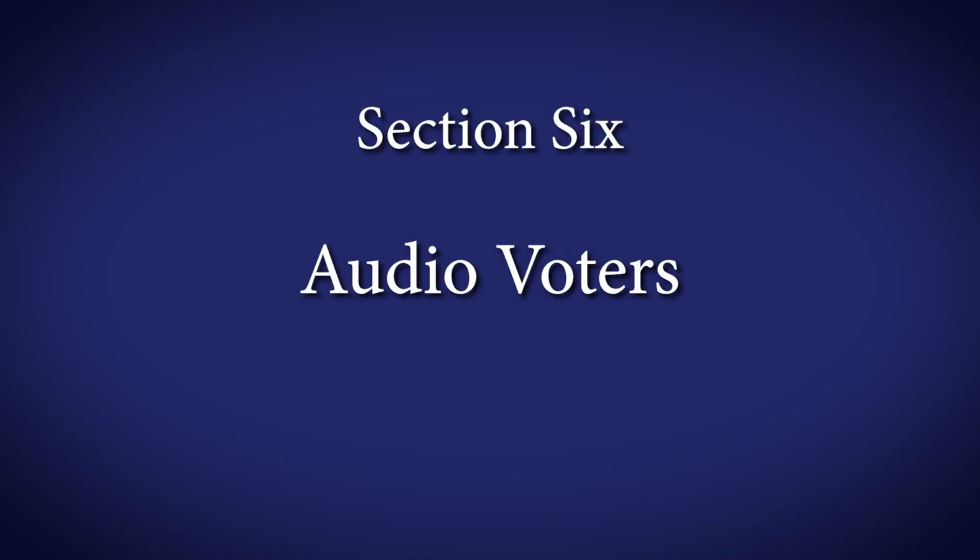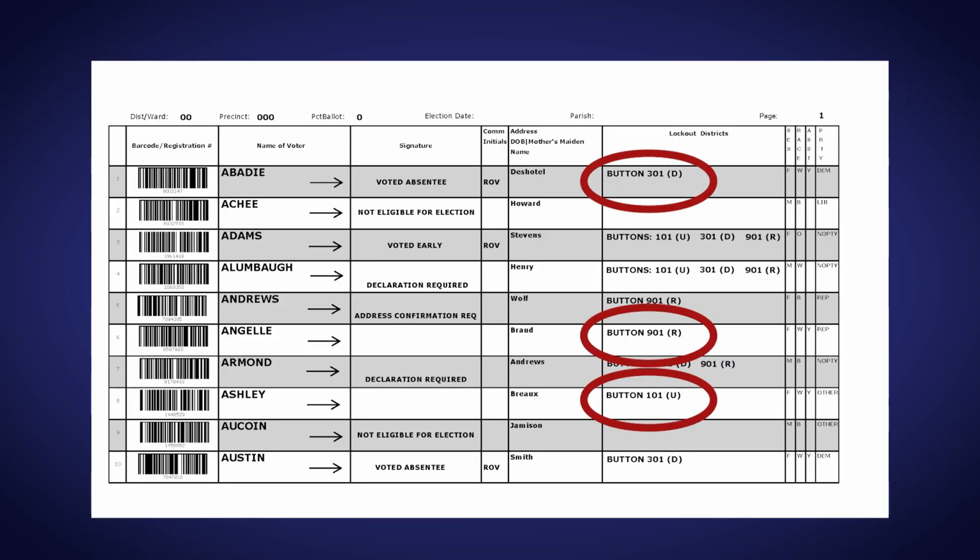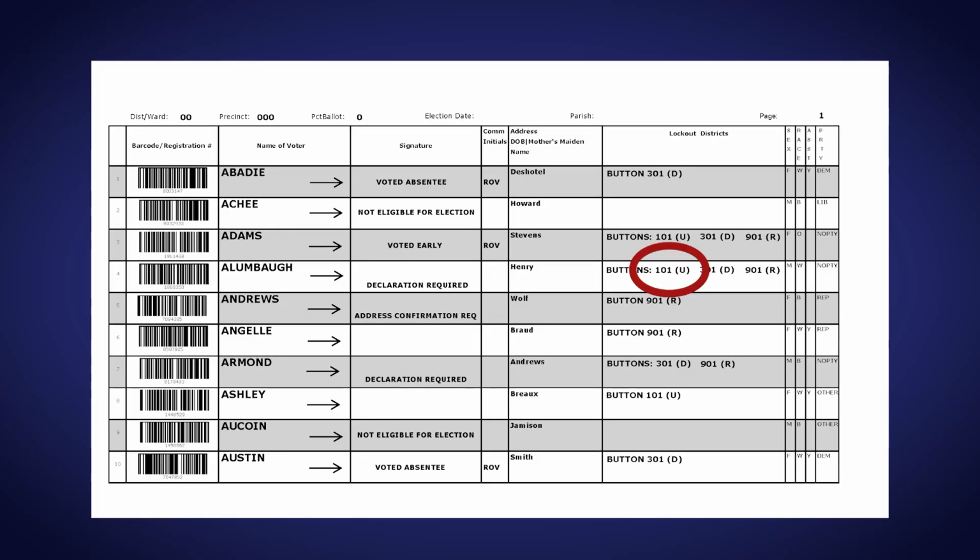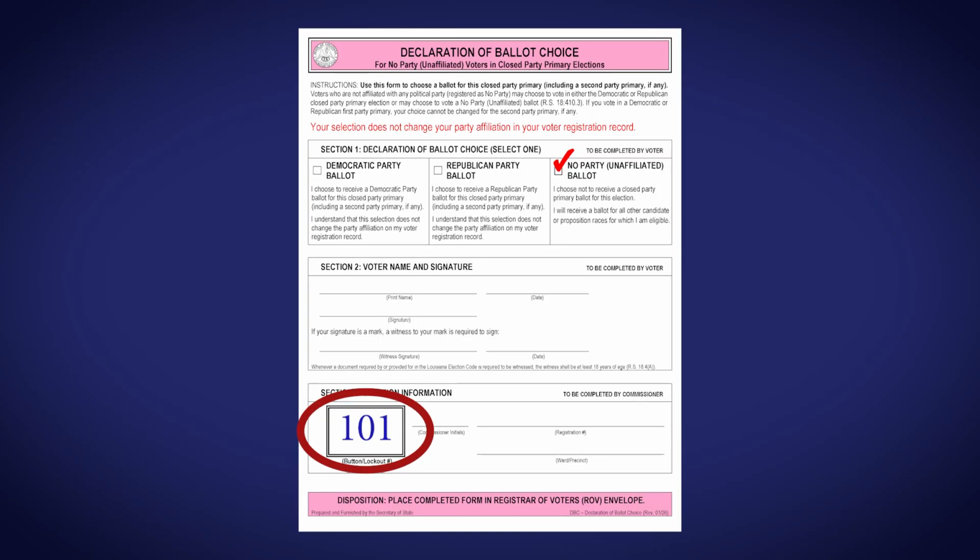Section 6, Audio Voters. To activate audio voting with a lockout, there will be a button sequence number in the lockout districts column for each voter. You will need the button sequence number for each voter in the precinct register. For voters registered as no party, the lockout sequence number will be the button sequence number that was circled by the commissioner as reflected by the voter's choice on the declaration of ballot choice form.